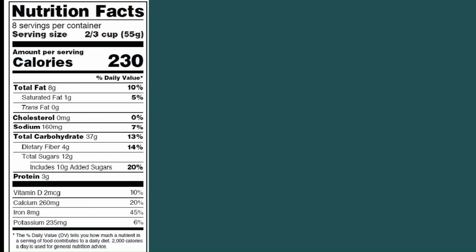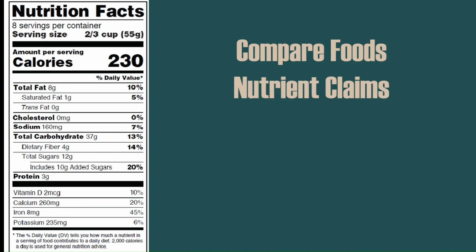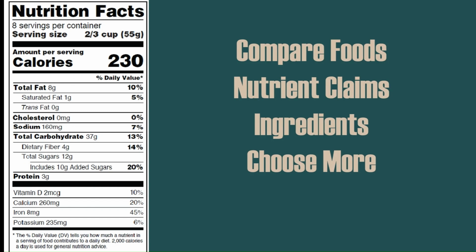So labels provide a great deal of nutrition information. By using labels, you can compare foods and make choices based on the comparisons. You can understand nutrient claims such as high in or good source of. You can view ingredient lists to see what the food is made of, and you can use labels to support healthy eating by choosing more fiber, vitamin D, calcium, iron, and potassium, and choosing less saturated fat, sodium, and added sugars.